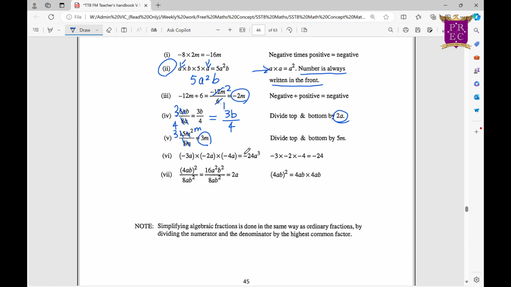And we'll go through 6 and 7. So in 6, you can notice that they're all negative. So negative 3a times negative 2a gives us 6a squared because, keep in mind that there's 2 a's, which becomes a squared. And then you're multiplying it with another negative 4a. So you're bringing another a into the number, which will give you negative 24, because be aware of the sign at the front, negative 24a cubed.